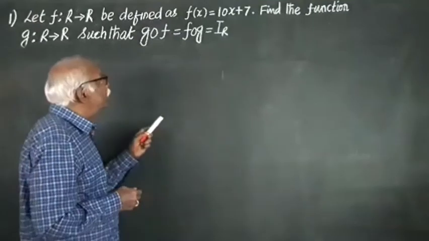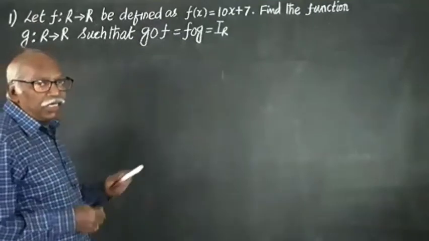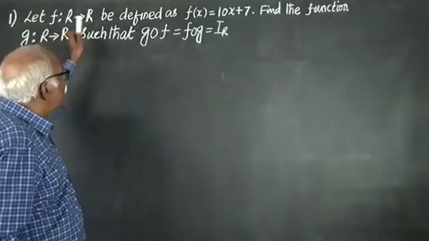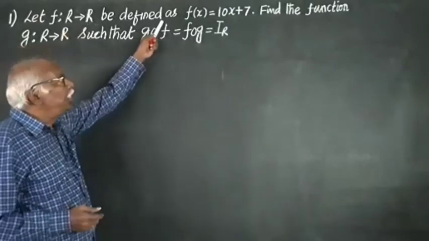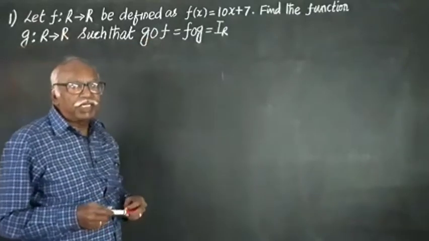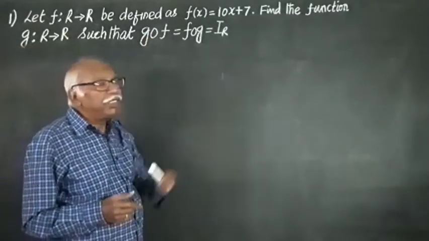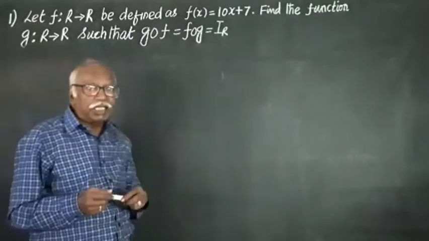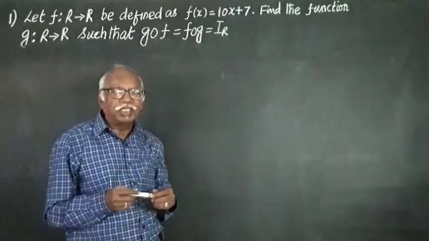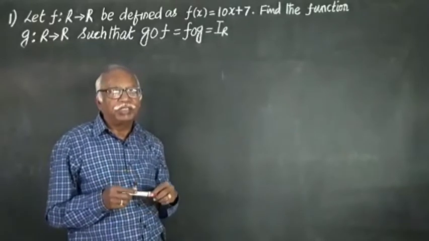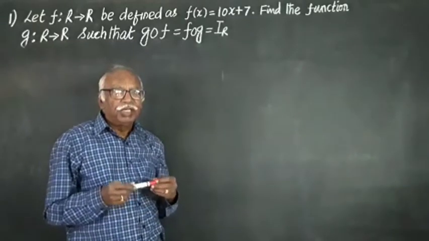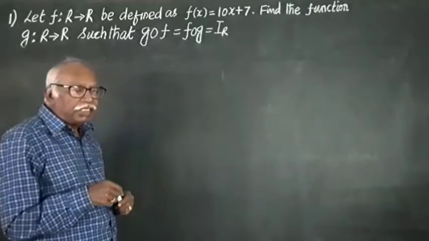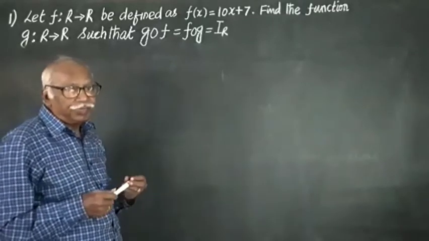So first, question number 1. Let f: R → R be defined as f(x) = 10x + 7. Find the function g: R → R such that g∘f = f∘g. We have to find a function g: R → R.